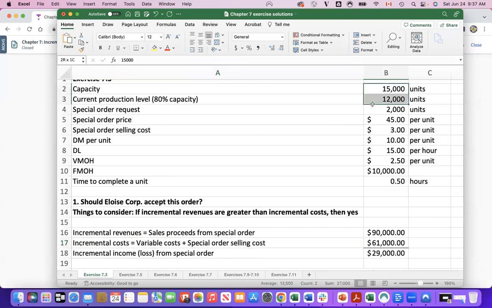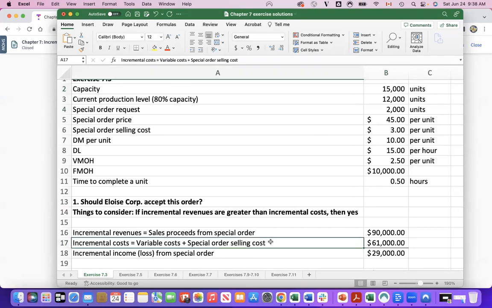Because remember, look at this information up here. We could produce at any time 15,000 units. Before this special order, we were producing 12,000 units, and the special order is only 2,000 units. So we can fit that in and still be below our total capacity of 15,000. In this instance, our incremental costs are simply the variable cost, the additional costs we would incur if we were to go ahead and produce the 2,000 units.